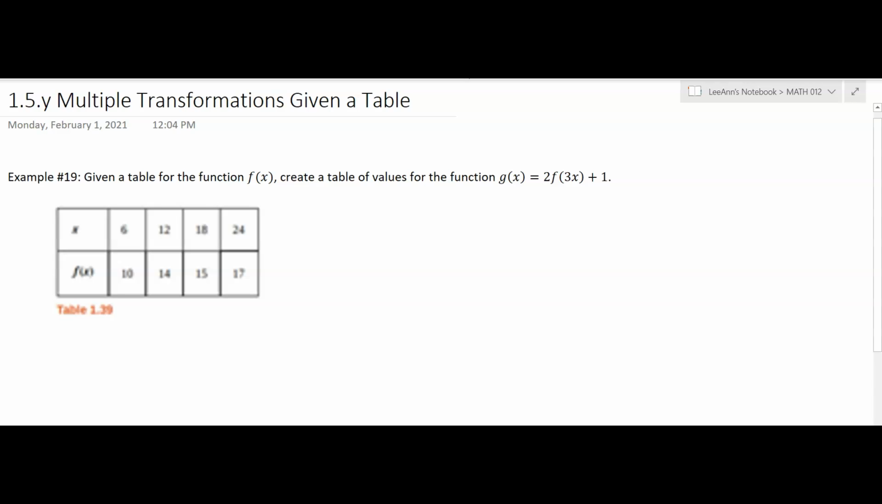Okay, so I think this one's going to be kind of fun. It's a table, and we're going to do multiple transformations. So given a table for the function f of x, create a table for g of x, and it has this function described with these transformations.